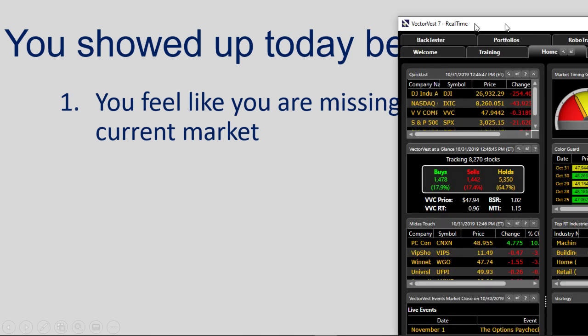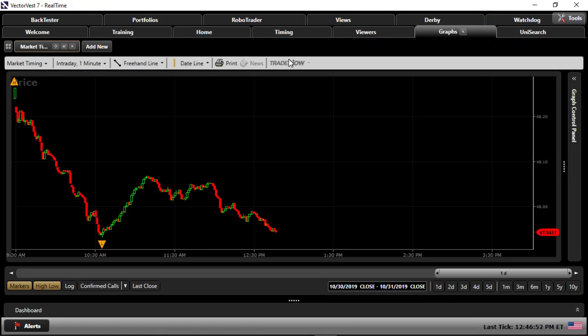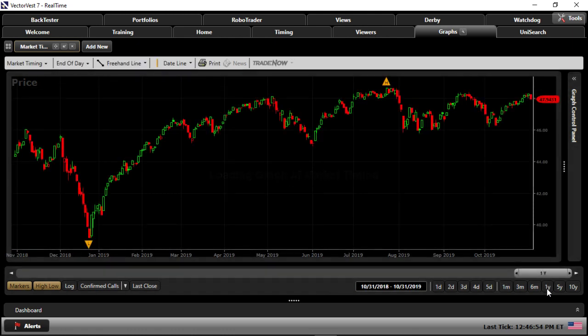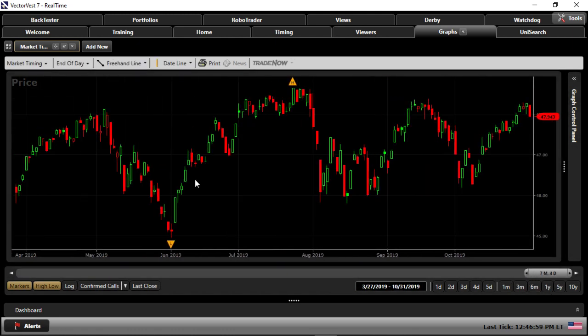And let me show you guys something really cool. I'm going to go into a market timing graph. This is within VectorVest now, and I'm going to go to a 1-year chart. Actually, I'll go to a 6-month chart. What is the market doing today? It's falling, right? But more than that, what is it doing today? Think about what we talked about earlier. Is the market trending? Yes, Craig, nice job. The answer is no, the market's not trending.